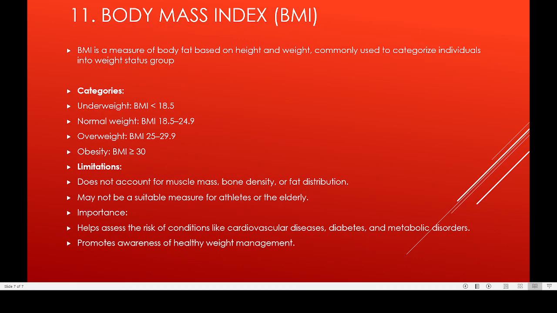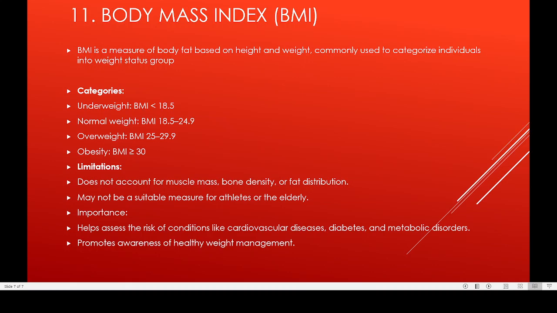Then finally, it is the body mass index, about which we have already discussed. It is based on the height of the person as well as the weight of the person, and based on that we have different types of people: underweight, normal weight, overweight and obesity. If your BMI is below 18.5, then you are underweight. If your BMI is between 18.5 and 24.9, then you are in the normal range. If it is above 25, then we call it overweight. Then there is obesity.